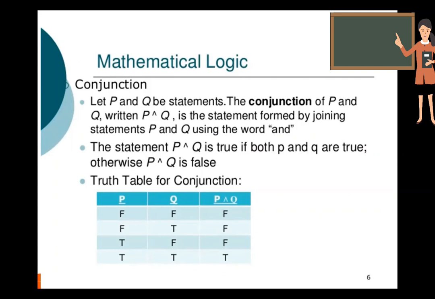Again, it is true only if the first sentence connected by and the second sentence, the two sentences, are true. So we have the truth table. If P is false, then false, therefore false. False, true is false. True and the second statement is false, so false. Only true if the two sentences connected by and are true. Okay? That is for conjunction.